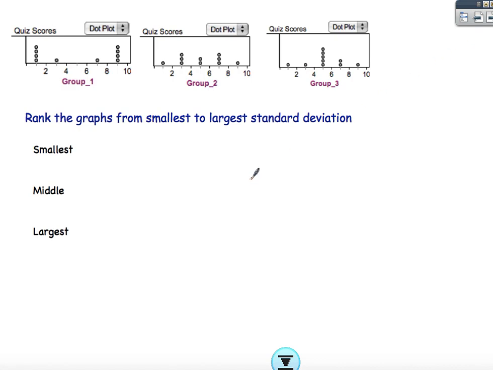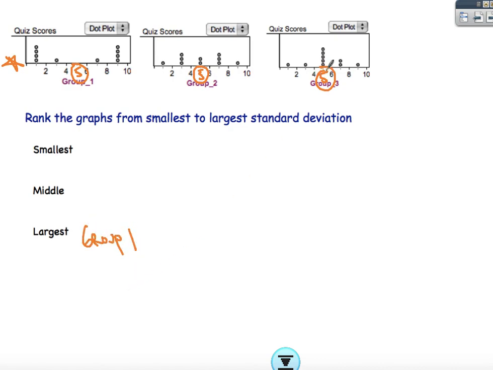Standard deviation, again, using that idea of being the distance from the mean. In all of these examples, the mean is 5. Okay, and so, do you see how in this graph the dots are farthest away from 5? That would have the largest standard deviation. So that would be group 1.